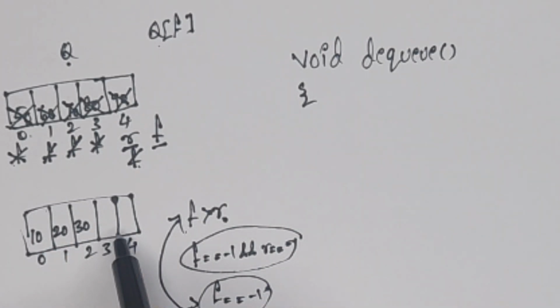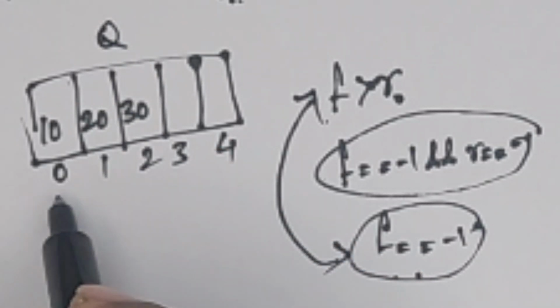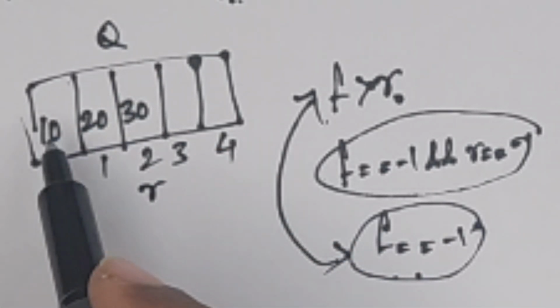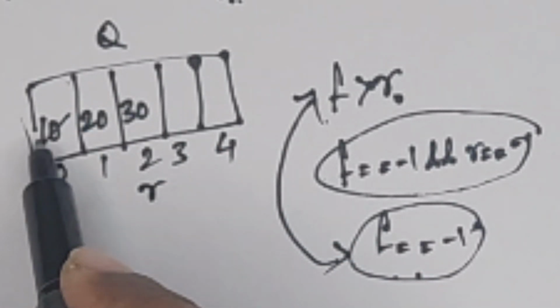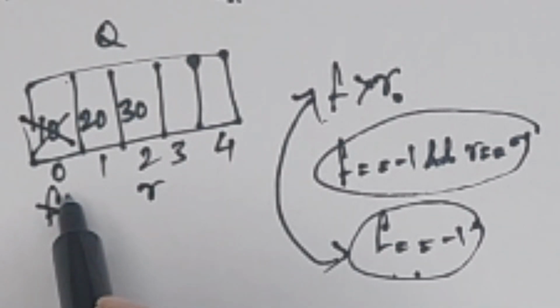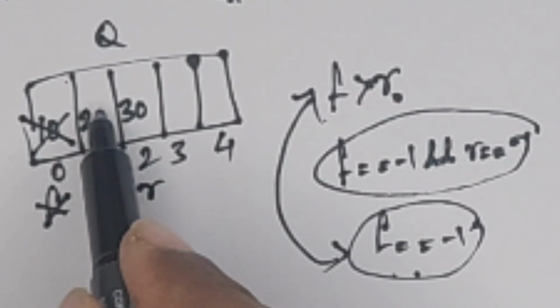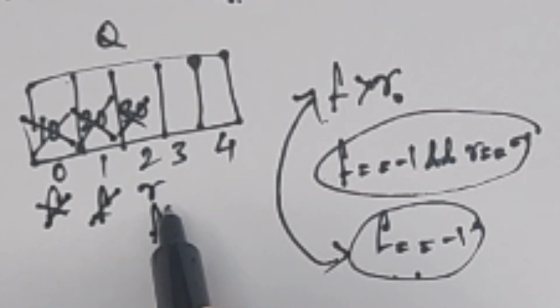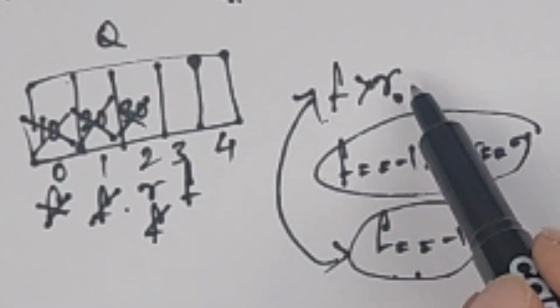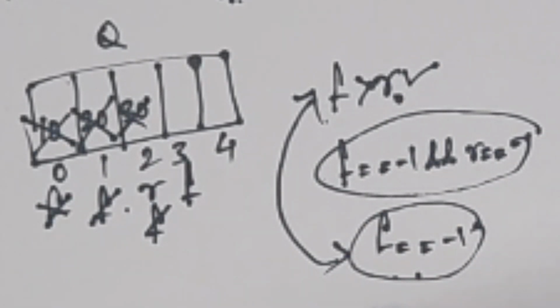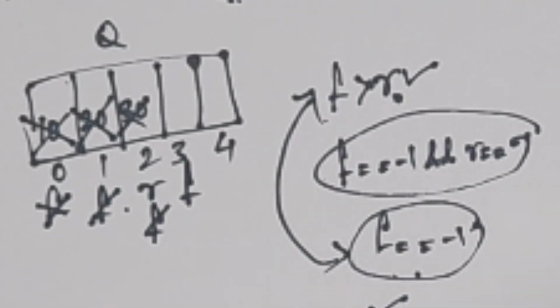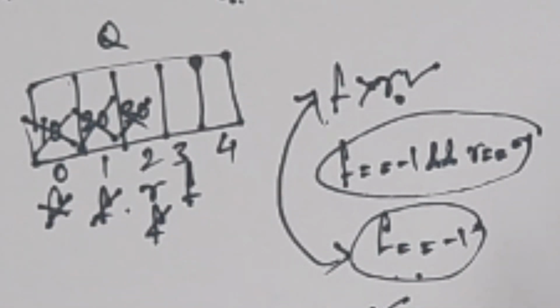We'll take one more example. See again, this is front and rear is 2. Delete or DQ means q of front element and increment the front value by 1. Again, q of front, increment front. Q of front, increment front value by 1. Now it is empty. Front is greater than rear. So if front is greater than rear or front is minus 1, it means the queue is empty.